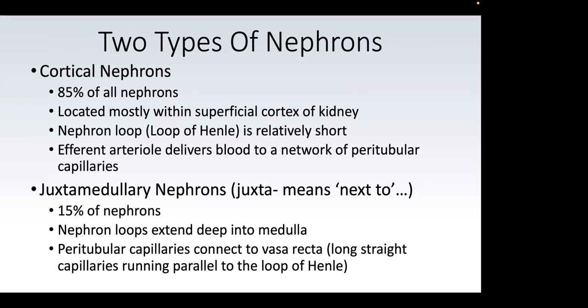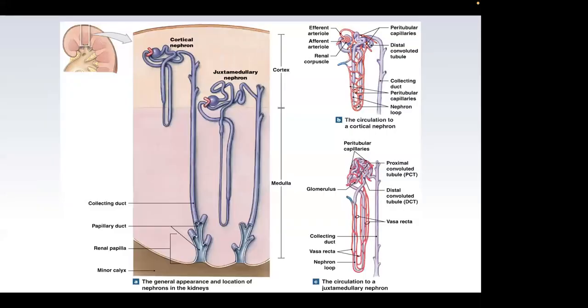Here are those terms I was mentioning before, a cortical nephron versus juxtamedullary nephron. Most nephrons are cortical nephrons located mostly within the superficial cortex of the kidney, so in the renal cortex, and then the remaining 15% are found deep in the renal medulla. The peritubular capillaries connect to the vasa recta, and the vasa recta is basically an anastomosis of an artery and a vein. We'll be able to talk more about why that's important for the loop of Henle in a later slide set. To show you what the vasa recta looks like, this is it right here.